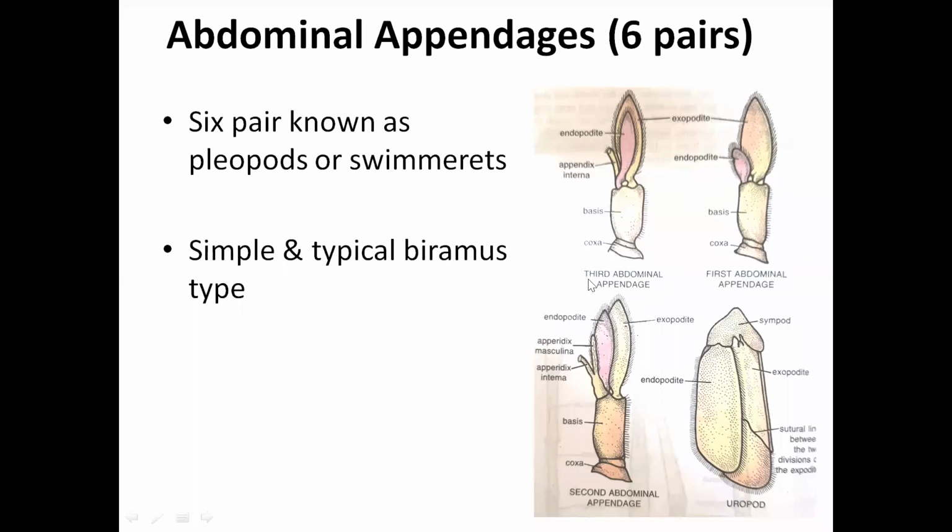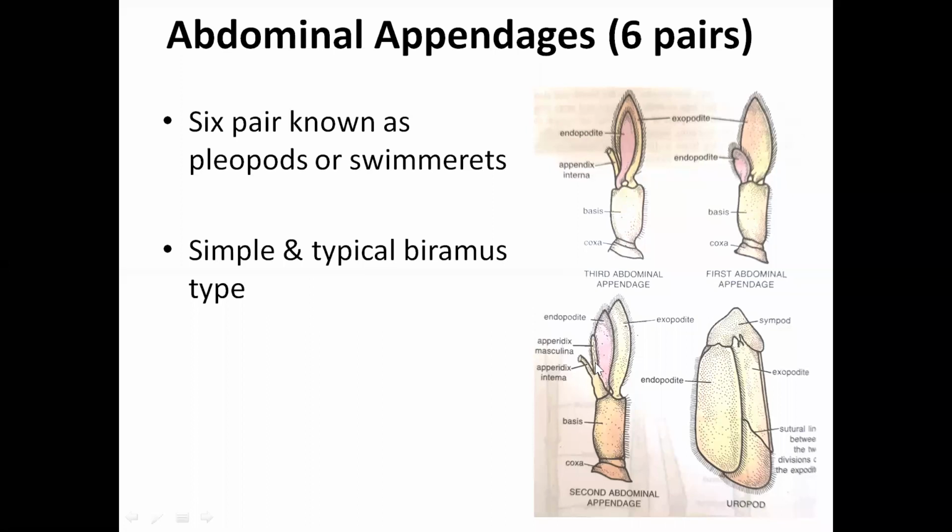But when we go to the third abdominal appendage, just see, there is another outgrowth. This outgrowth is known as the appendix interna. This appendix interna is absent in the first abdominal appendage, but it is present in the rest of the swimmerets or pleopods. Now if we take a closer look at the second abdominal appendage, it has a sexual dimorphic character: in male there is one extra outgrowth. You can look here, this is known as the appendix masculina. This is absent in female prawn.